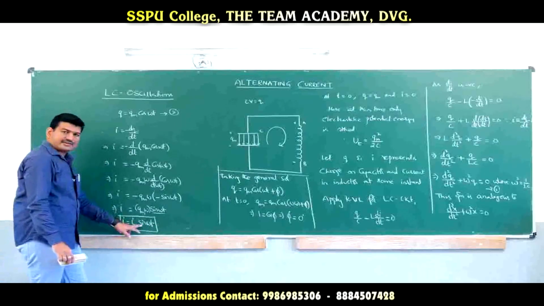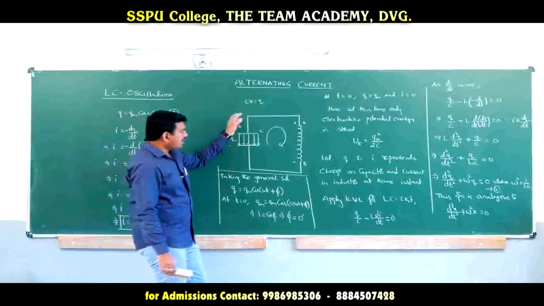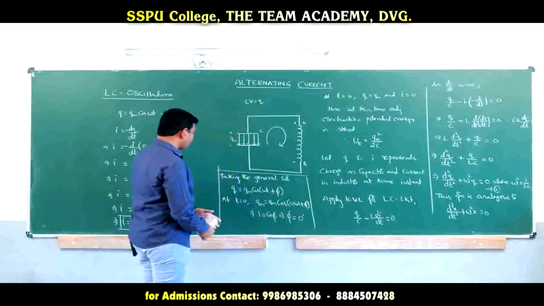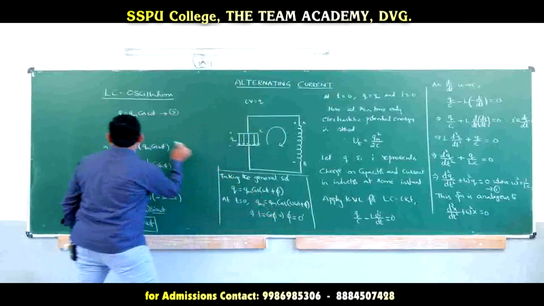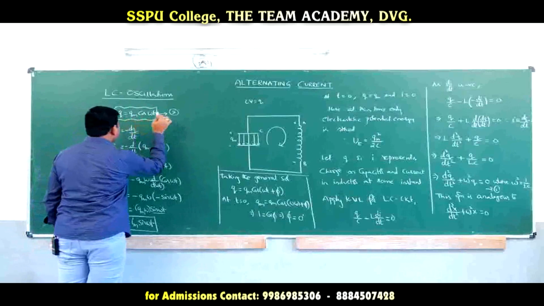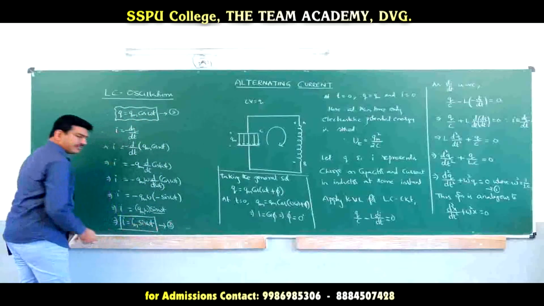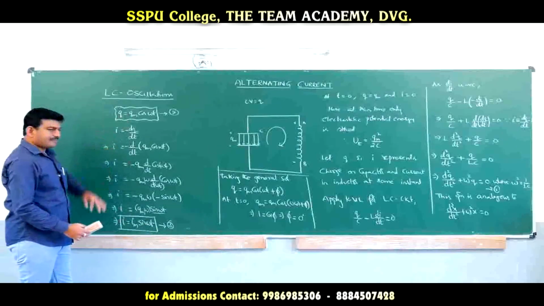So, current is a sine function, whereas the charge is the cos function we got. Charge is the cos function we got here. This is charge, which is the charge on the capacitor, which is the cos function, and this is current, which is the sine function. So, what will these two say?